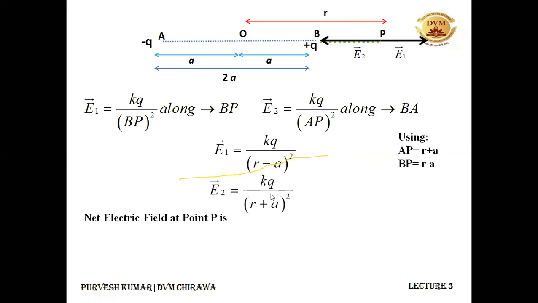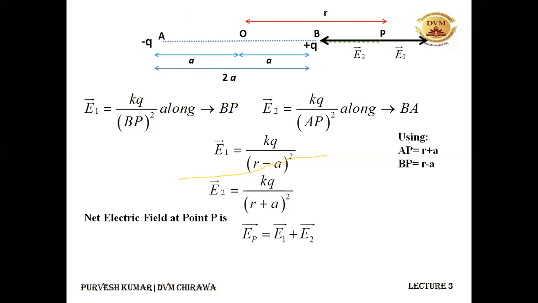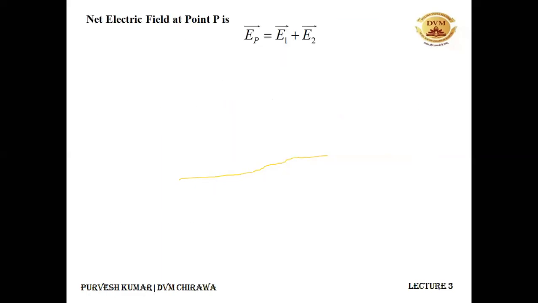Now, the net electric field at point P, that is EP, is the vector sum of E1 and E2. And we all know that these two vectors have opposite directions. So we will just be subtracting them to find the net electric field. So the net electric field can be written like this. This was the equation that we obtained in the previous slide.